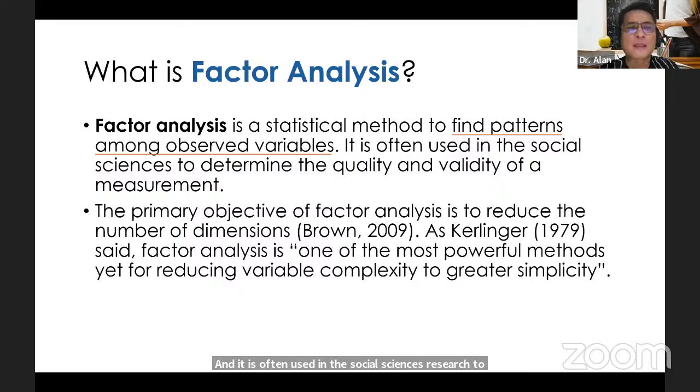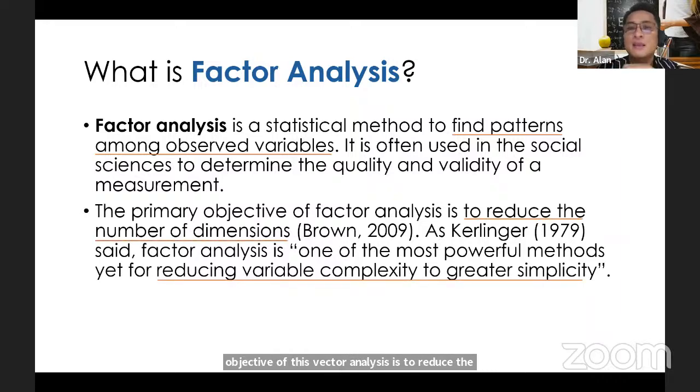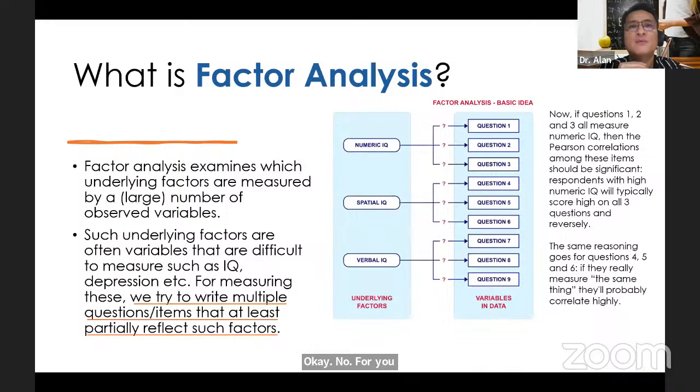And so far, I can only say that in most social sciences research, we mostly practice this factor analysis. Other than that, it really depends on the needs of your research. The primary objective of factor analysis is to reduce the number of dimensions, according to Brown. And as Kallinger said, factor analysis is one of the most powerful methods yet for reducing variable complexity to greater simplicity. Okay. Now, for you to understand better, let's look at this slide to see what factor analysis is again.